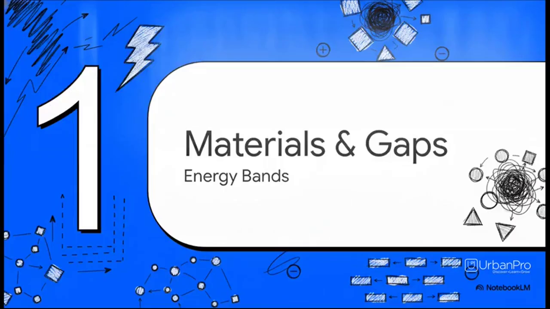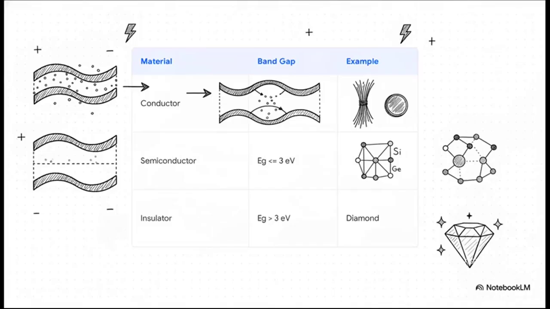Okay, Section 1, Materials and Energy Gaps. Let's start with the micro view and establish the ground rules for how electricity flows through different solids. Basically, we classify solids based on their energy band gaps. That's the EG you're seeing here. In normal conductors, like copper or silver, the valence and conduction bands actually overlap, meaning the energy gap is literally zero. So free electrons are always available, no matter the temperature.